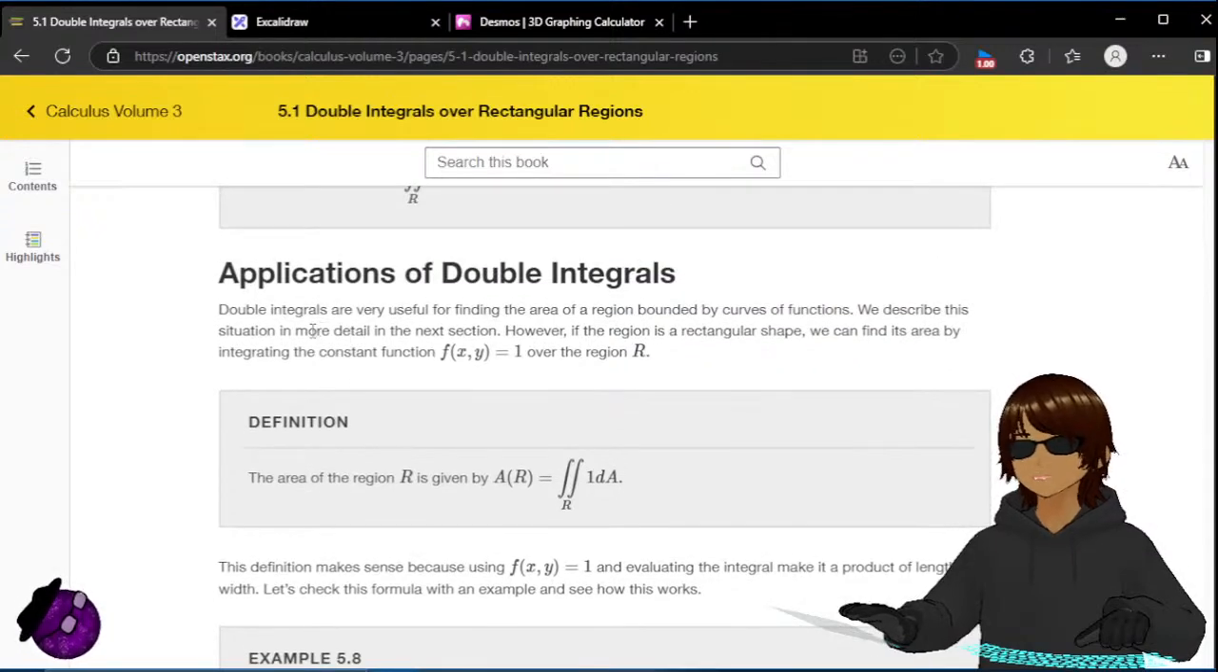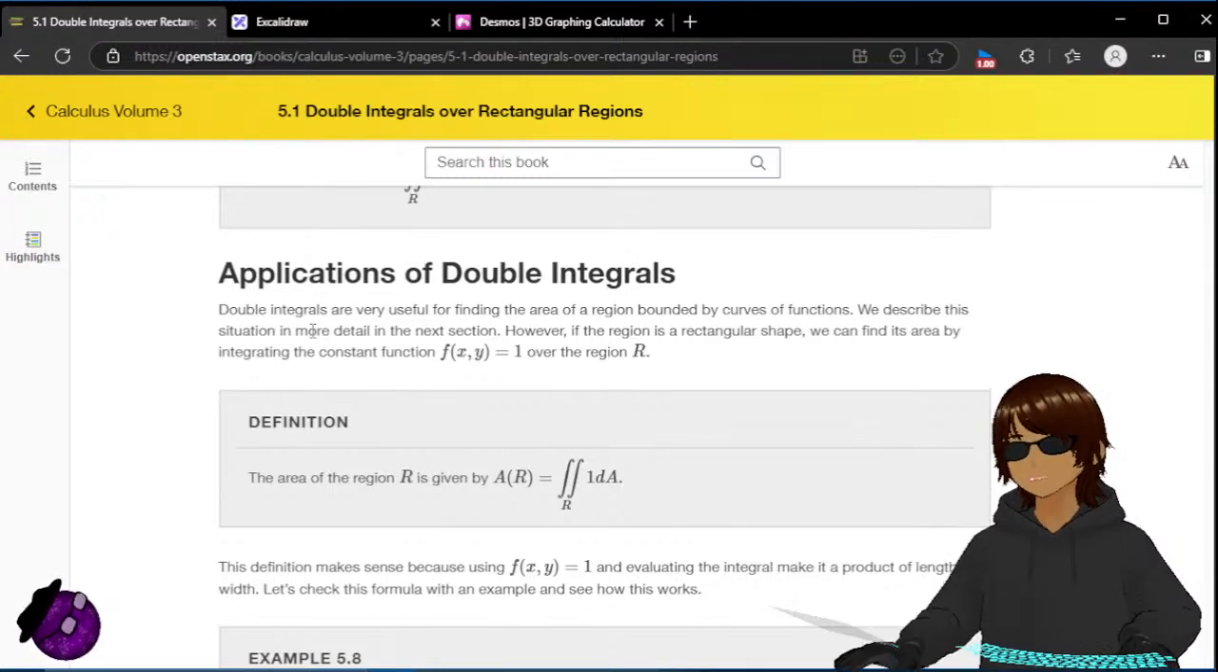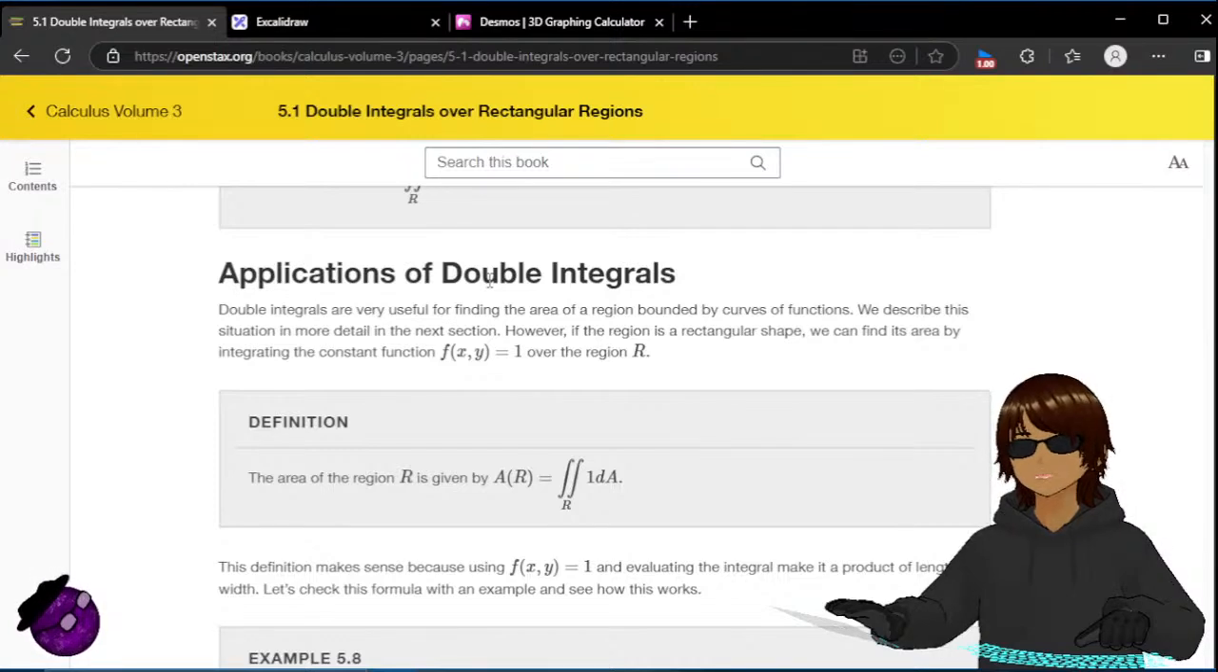Double integrals are very useful for finding the area of a region bounded by curves or functions. We describe this situation in more detail in the next section. However, if the region is a rectangular shape, we can find its area by integrating the constant function over the region.